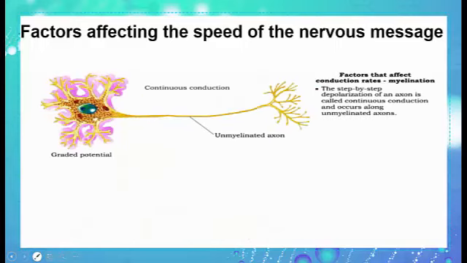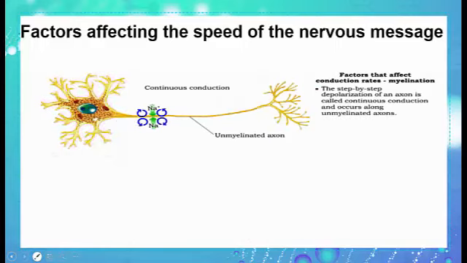Propagation of action potentials along axons of neurons that are not covered by a myelin sheath requires that all of the membrane must undergo depolarization. This kind of conduction occurs along unmyelinated axons and is called continuous conduction.